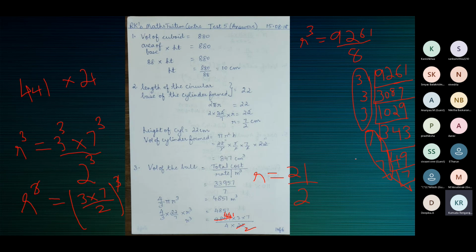So this is how we simplify. Please write down. Here, since the rate is given per meter cubed, you will get the volume. Meter cubed suggests volume or capacity. So you will get the volume of the ball.